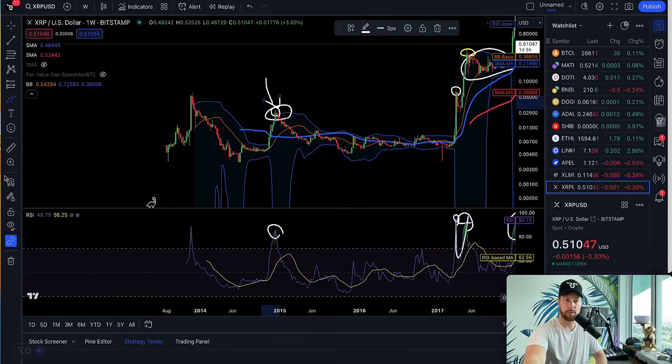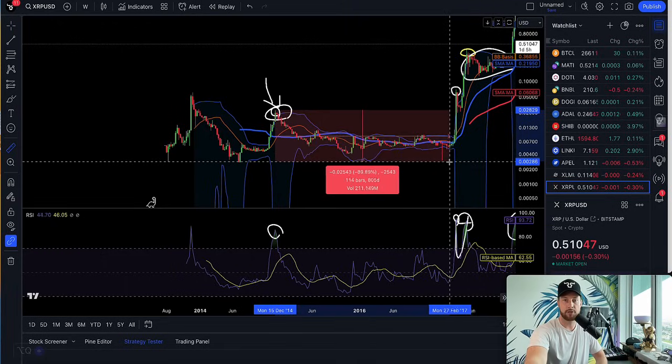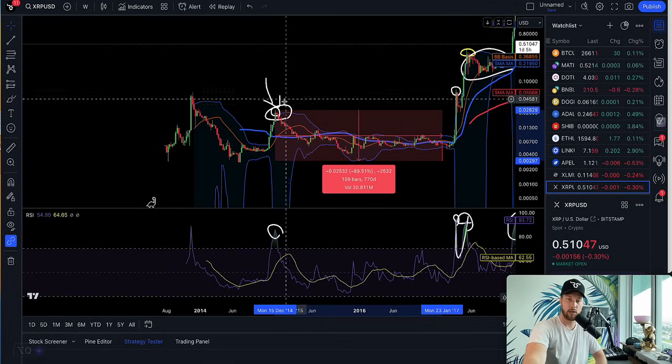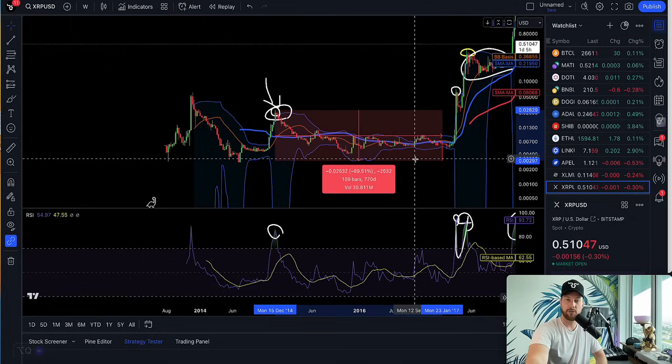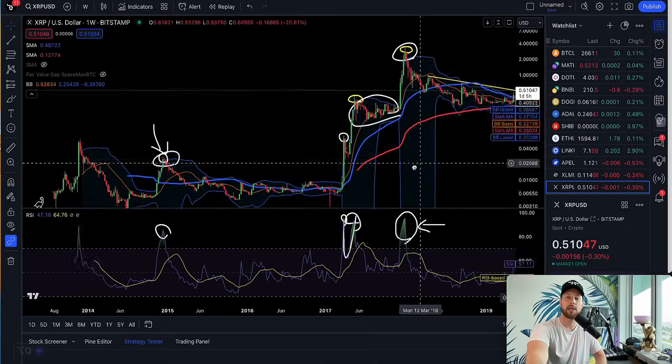And then we saw XRP drop after that about 85%, even all the way down to this wick of January 2017, 89%. So if you would have put $10,000 into XRP right here, well, you would have lost 90% of that. You would have only had $1,000, but then it would have taken off after that.